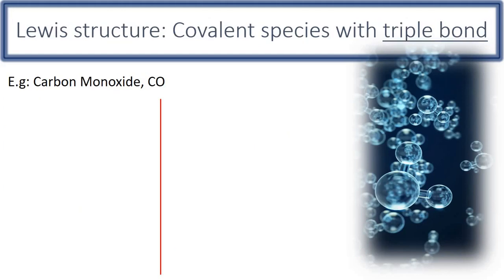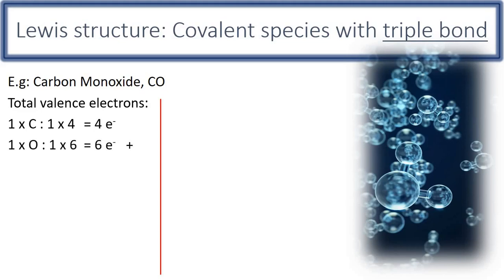The last example is carbon monoxide, CO. CO is a covalent species with triple bond. As usual, calculate the total number of valence electrons in carbon monoxide. One carbon atom has 4 valence electrons, whereas one oxygen atom has 6 valence electrons. Therefore, we have 10 valence electrons in total. That was the first step. Next, place the carbon atom as the central atom. This was the second step.